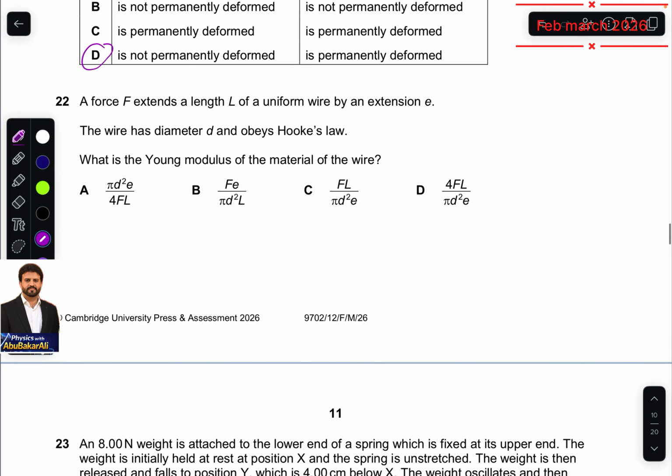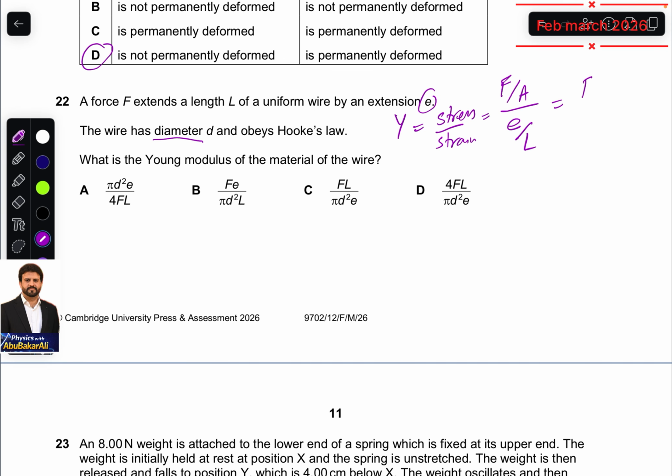22, a force F extended a length L of the uniform wire. Okay, the Hooke's law, diameter is D. What is the Young modulus? Okay, so we know Young modulus is equal to stress over strain. Stress is force over area, strain is change in length, that is e, over original length, that is L. So you can write as F into L divided by A into e.